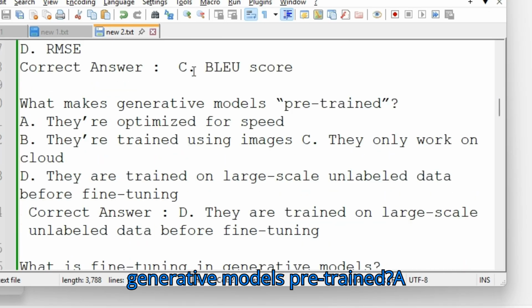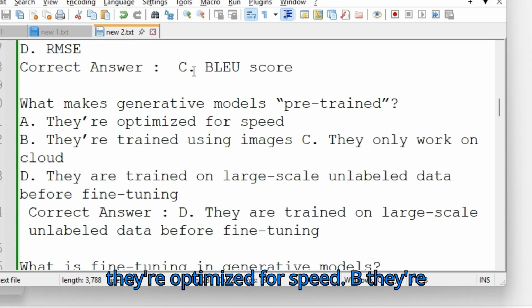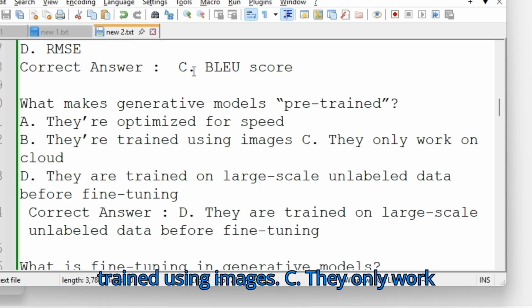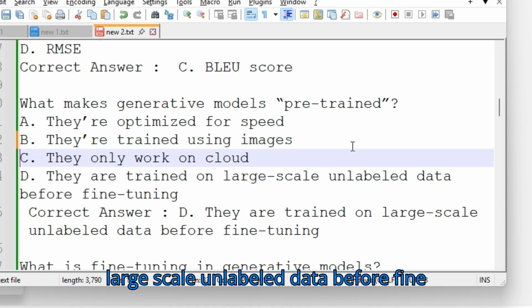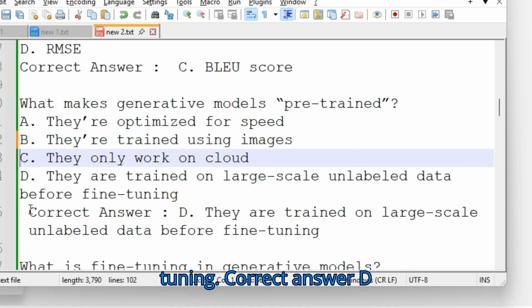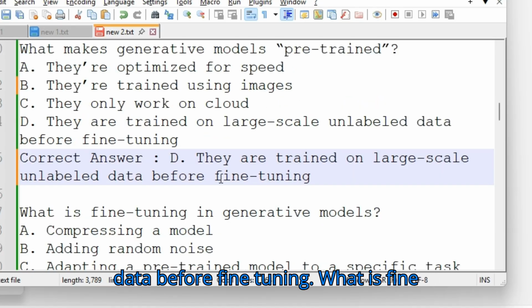What makes generative models pre-trained? A. They're optimized for speed. B. They're trained using images. C. They only work on cloud. D. They are trained on large-scale unlabeled data before fine-tuning. Correct answer: D. They are trained on large-scale unlabeled data before fine-tuning.